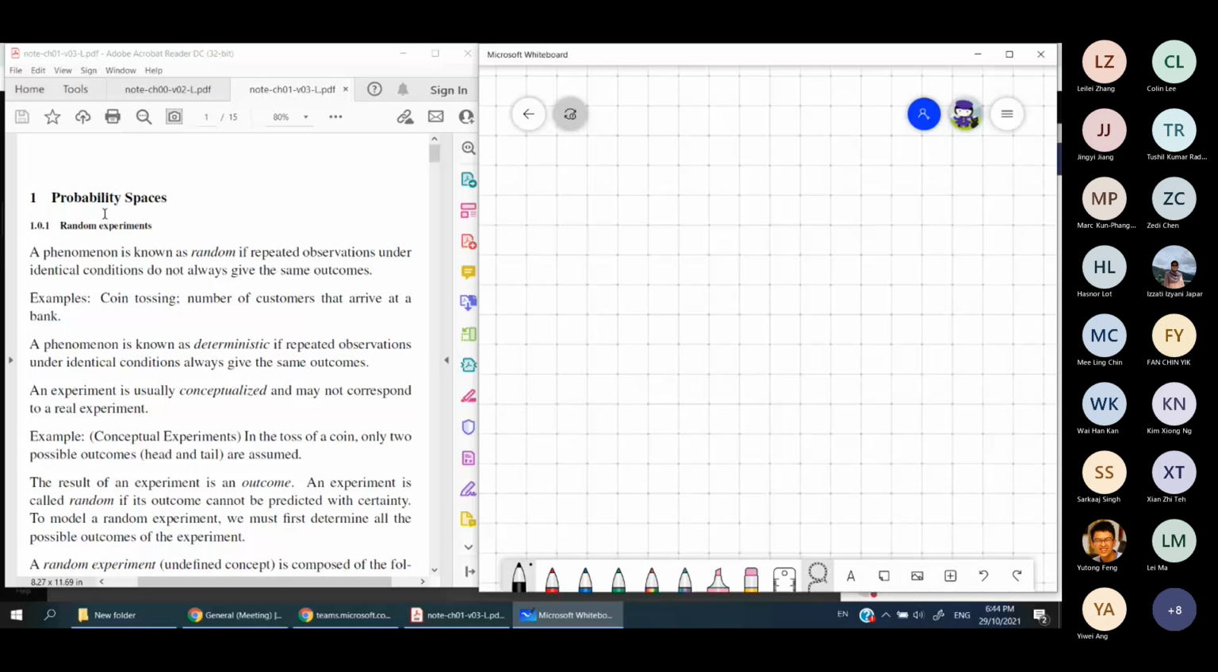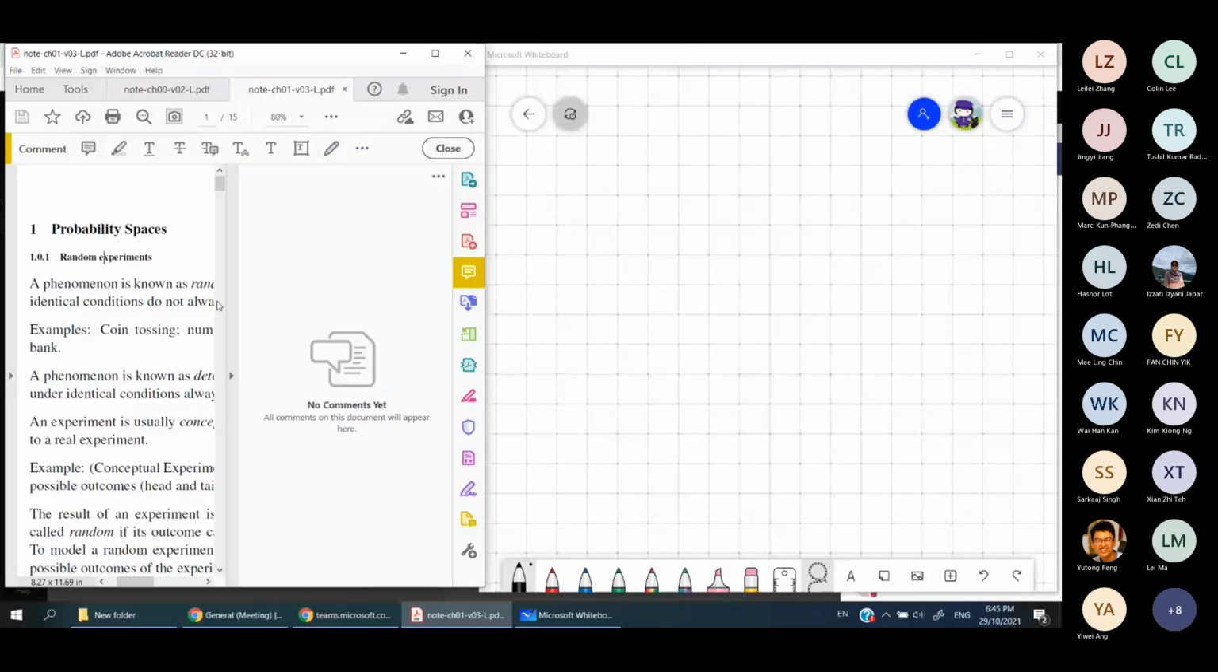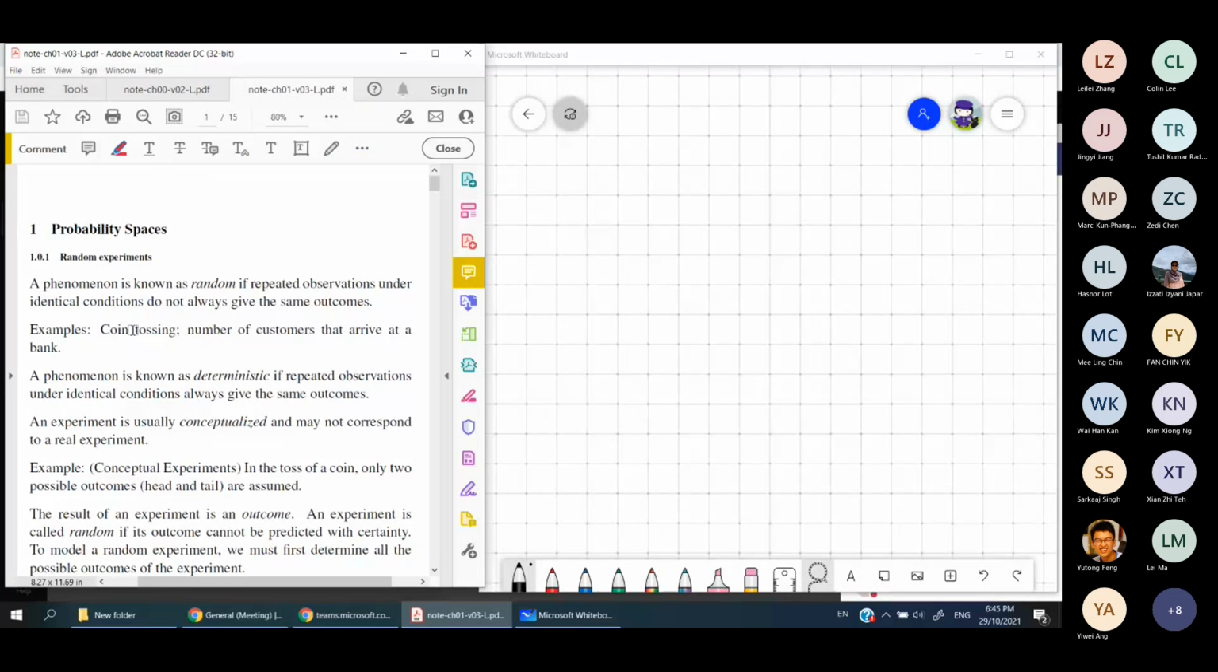Okay, probability space. Do I need to go through this? Okay, so I think just briefly go through these things. Okay, I think this is quite straightforward.